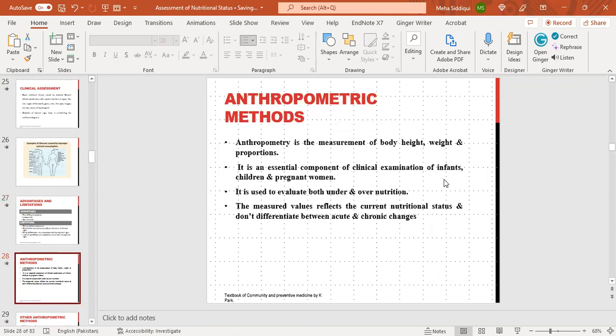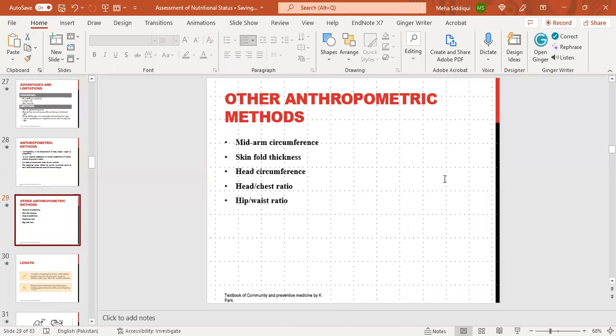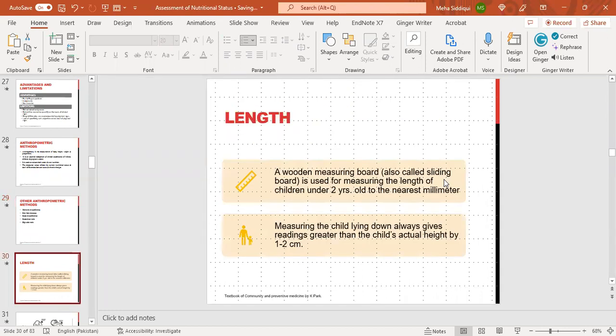Then comes anthropometric methods. Anthropometry is a measurement of body height, weight, and proportions. It is an essential component of clinical examination of infants, children, and pregnant women. It is used to evaluate both under and overnutrition. The measured values reflect the current nutritional status and don't differentiate between acute and chronic changes. These include mid-arm circumference, skin fold thickness, head circumference, head-chest ratio, hip-waist ratio, and length.